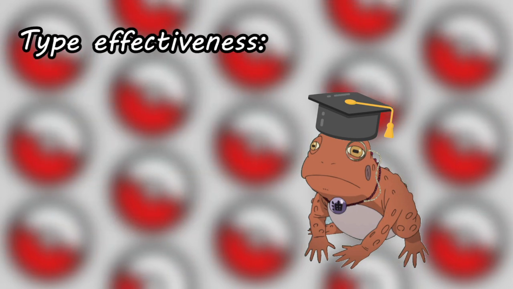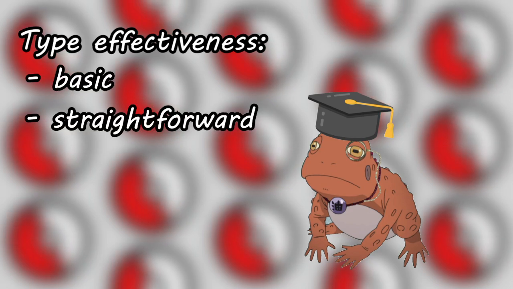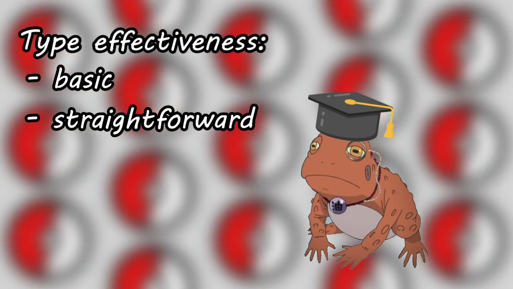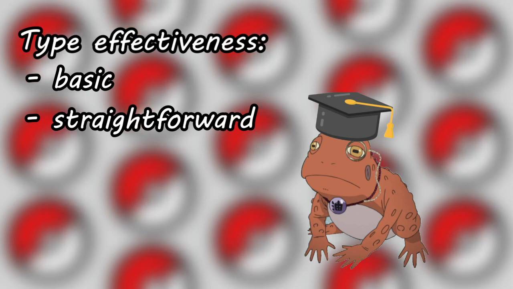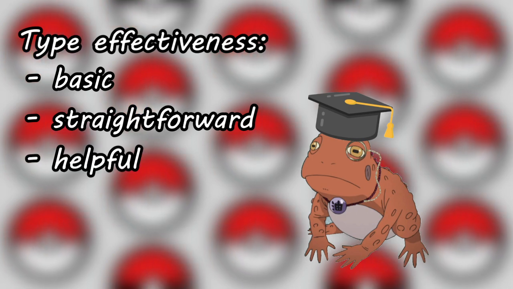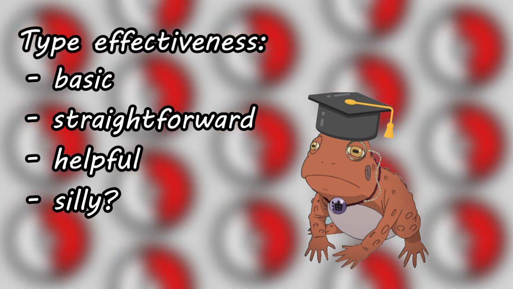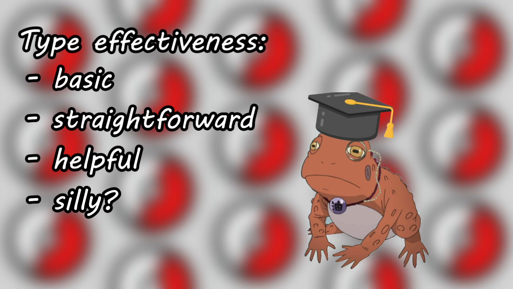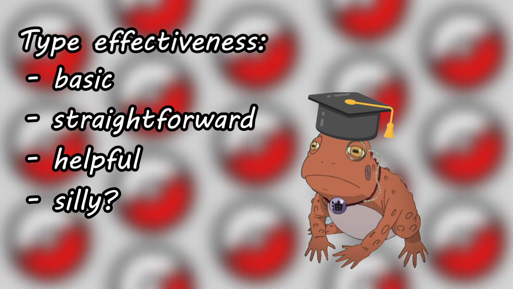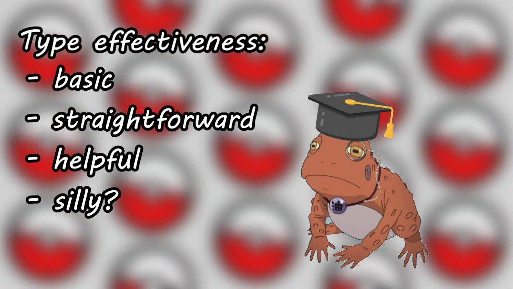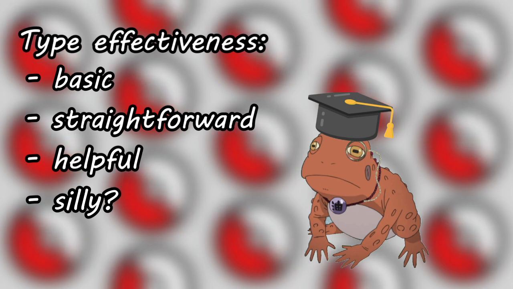This is probably the single most basic and straightforward mechanic in the games, but whenever people ask me what they can do to improve as players, my biggest piece of advice has always been to learn type matchups. However, that can feel a bit silly if you don't know how type effectiveness works to begin with, since that kind of informs the importance of type matchups. So you could consider this the first of two parts on the type chart.